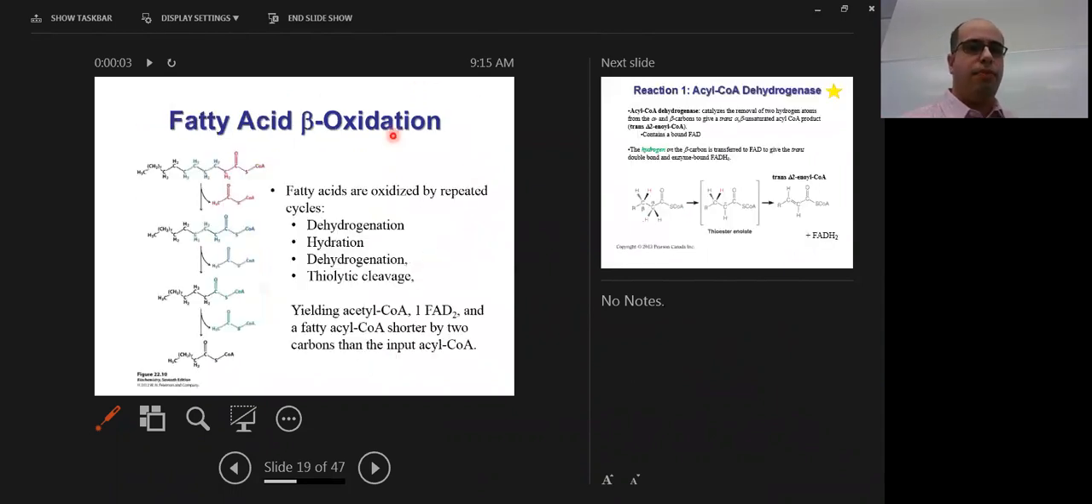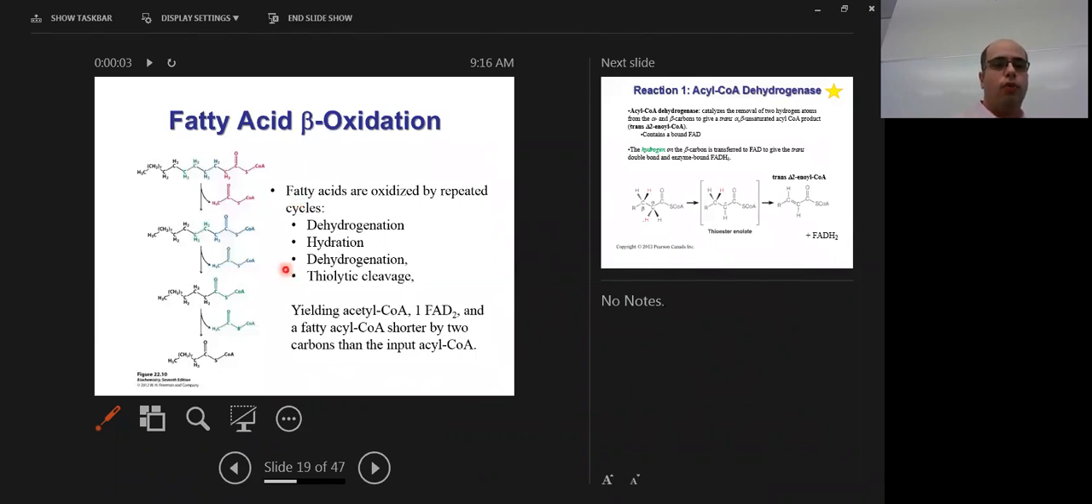So for fatty acid beta oxidation, there is a cycle of 4 different types of reactions. We start off with a dehydrogenation, so we're removing hydrogens essentially. We're going to then hydrate it, so add water back in. Then we're going to dehydrogenate it again, and then we're going to cause a thiolytic cleavage. So we're going to be using a sulfur to cleave something. And so we'll talk about all these steps as we go along.